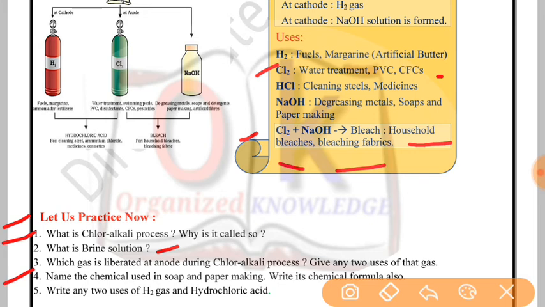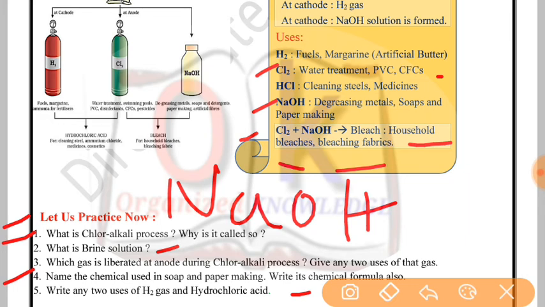Next question: name the chemical used in soap and paper making. The chemical used in soap and paper making is sodium hydroxide. Write its chemical formula. NaOH is the chemical formula. Now write any two uses of hydrogen gas and hydrochloric acid. Hydrogen gas is used as fuel and to prepare margarine, the artificial butter. The uses of hydrochloric acid are that it is used in cleaning steel and in medicines.